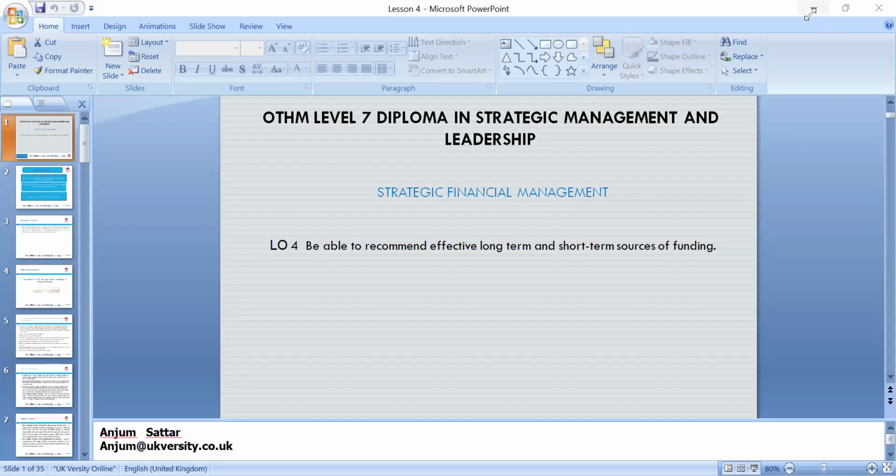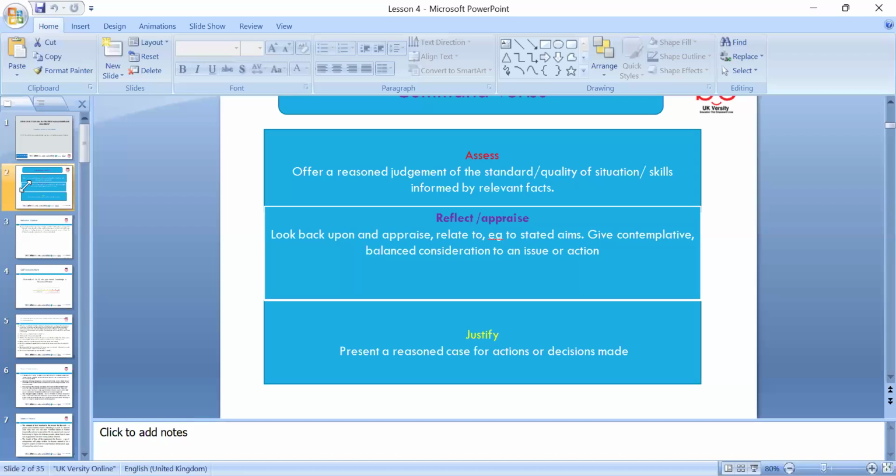Today's lesson, we will be able to recommend effective long-term and short-term sources of funding, and that's the key, which is why we will go through different sources of funding. So that is very crucial. Assess, reflect, appraise, and justify. These are the key command verbs in today's lesson. Really, we need to be focused on these command verbs.